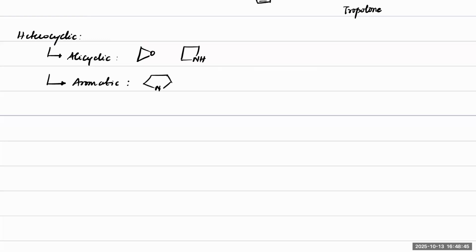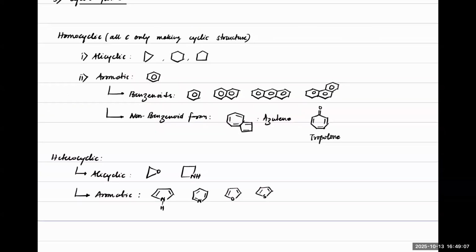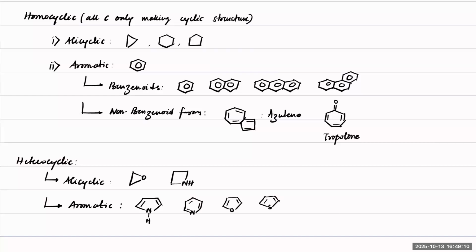This is called pyrrole. Then we have pyridine, then furan, and this is called thiophene. These are all aromatic. There is nothing like benzenoid or non-benzenoid form here, only two distinctions. So the homocyclic and heterocyclic cases are clear. I don't think there should be any complexity here, correct?